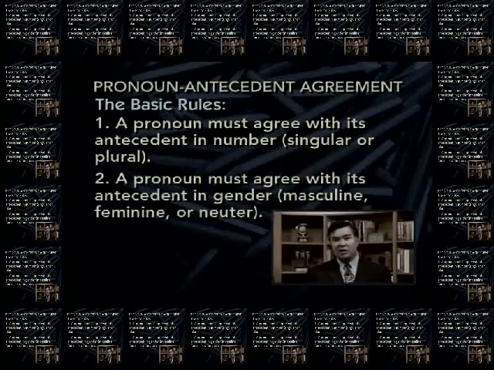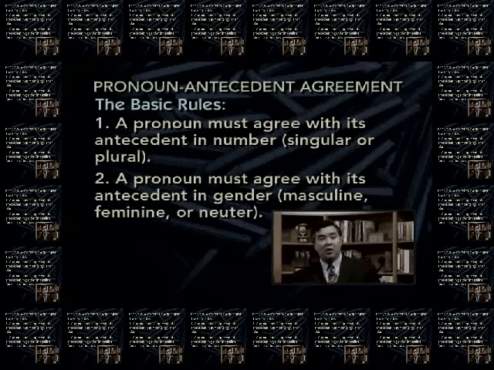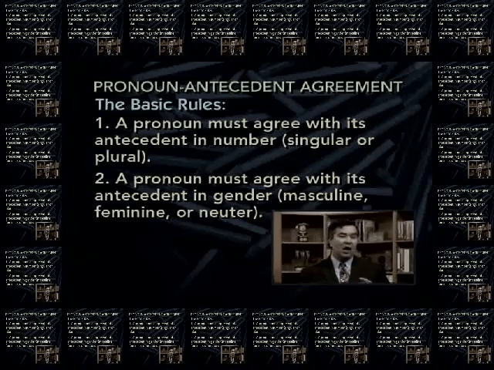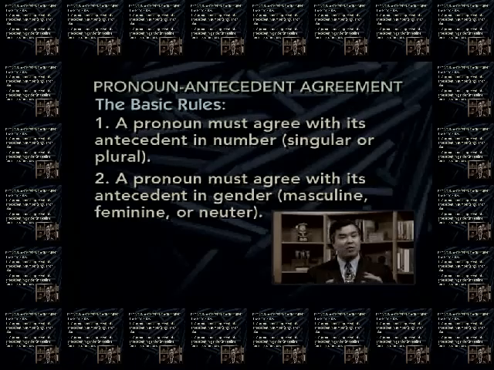Second, a pronoun must agree with its antecedent in gender. By gender, we mean masculine, feminine, or neuter. Now, in the English language, gender is natural. In other words, masculine, feminine, and neuter are used grammatically in English simply the way the same qualities exist in the natural world. Thus, human beings all have gender. They're either masculine or feminine, and inanimate objects are normally neuter.